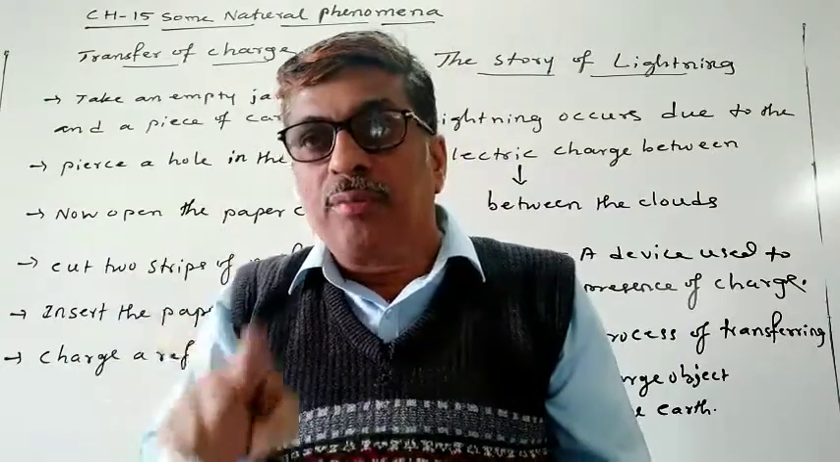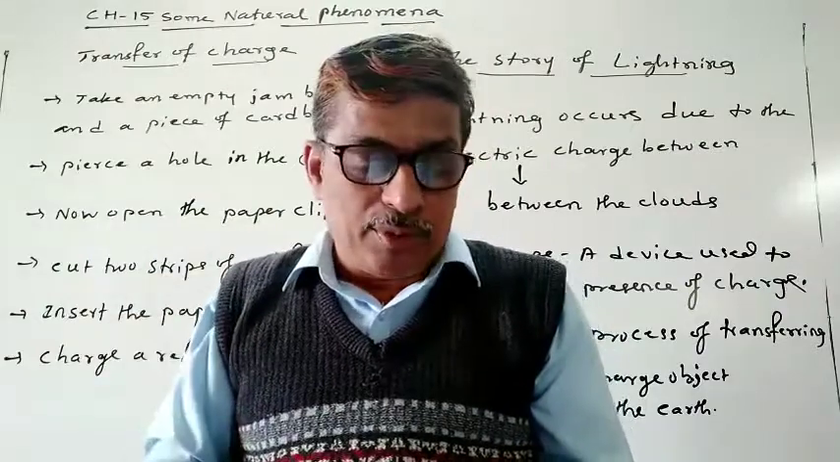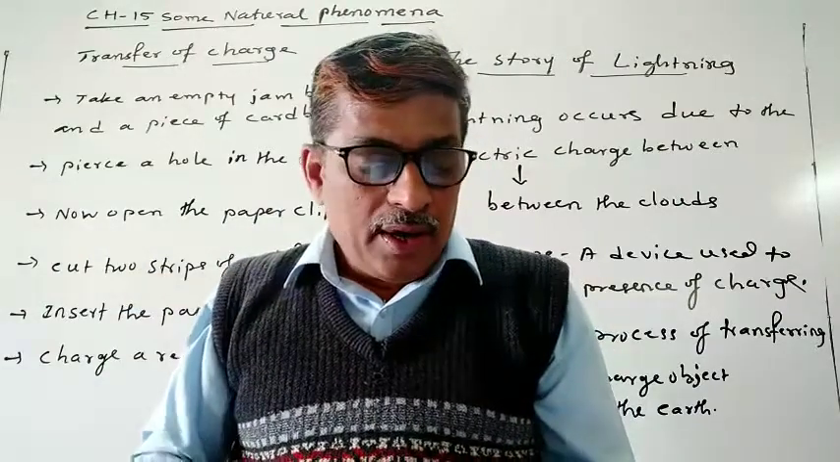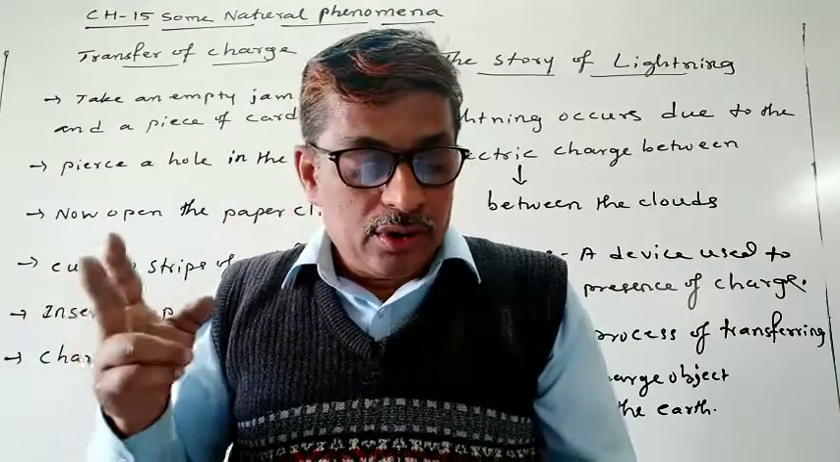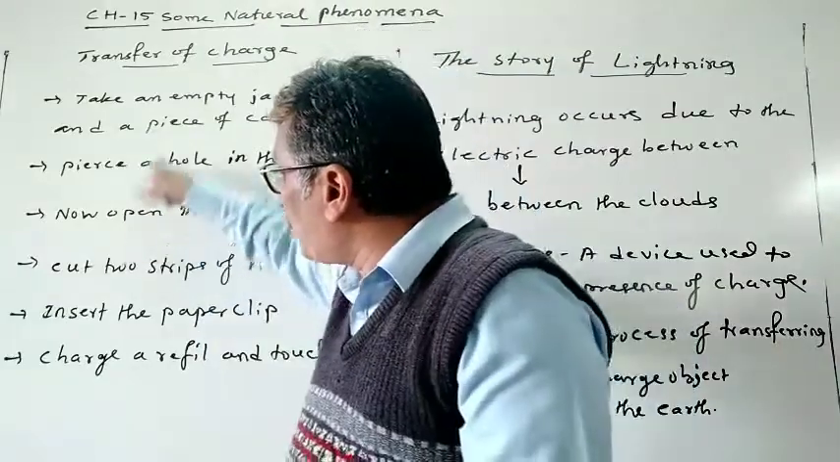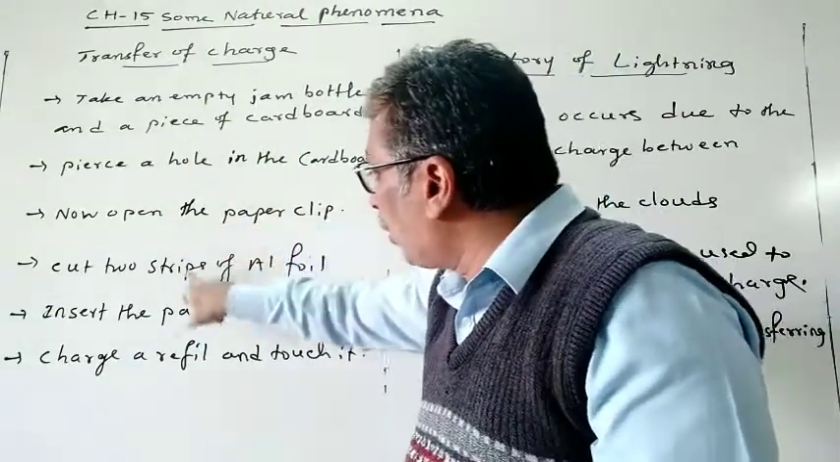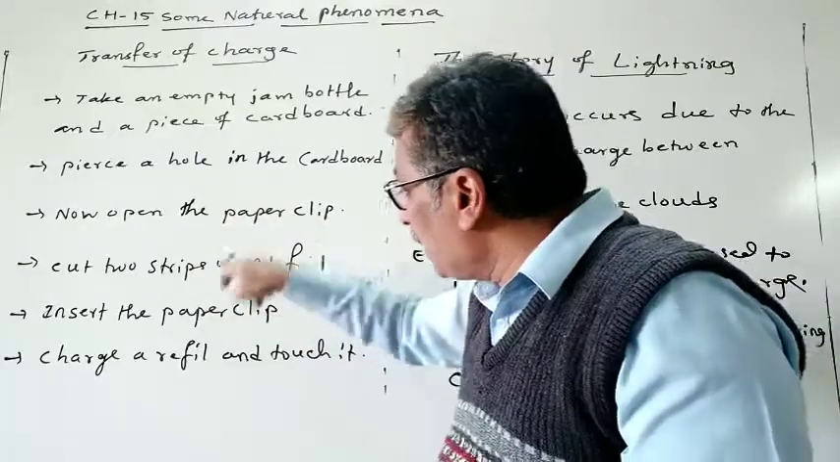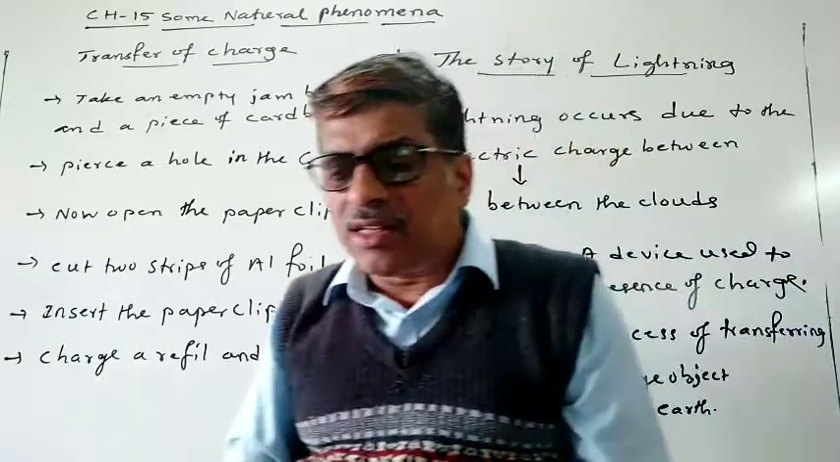You have to make it like this so that you can cut two strips of aluminum foil, hang these aluminum foil strips and insert the paper clip. See here, these are the steps you have to follow. Here's a hole in the cardboard. Now open the paper clip, cut two strips of aluminum foil, insert the paper clip, and charge the refill and touch it. So that is the way.